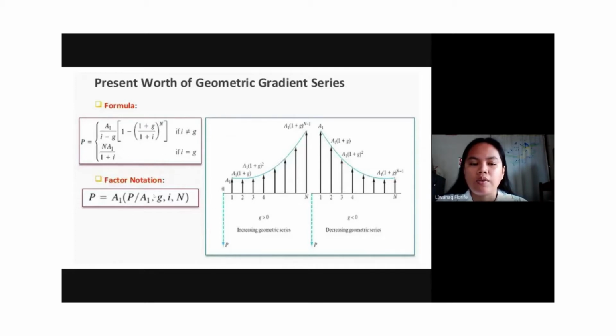And this is the factor notation for a geometric gradient. So we can say that this is an increasing gradient, and this is a decreasing gradient for the geometric gradient series. In the next videos, I'll be showing you some examples on the use of arithmetic gradient and geometric gradient.